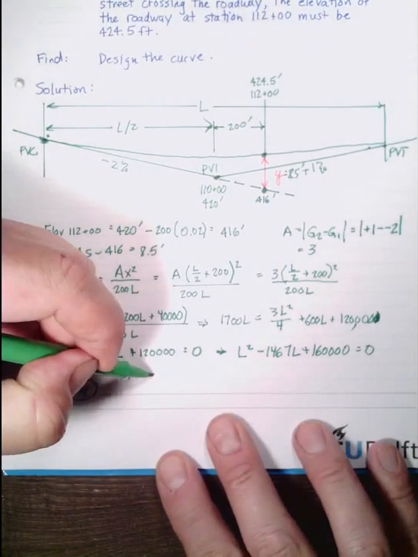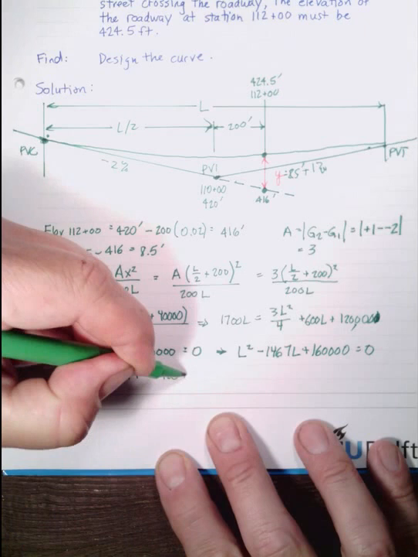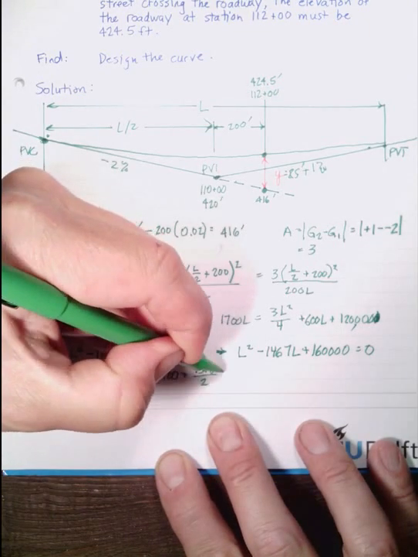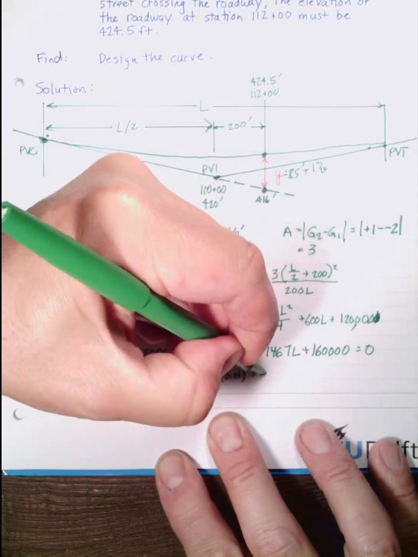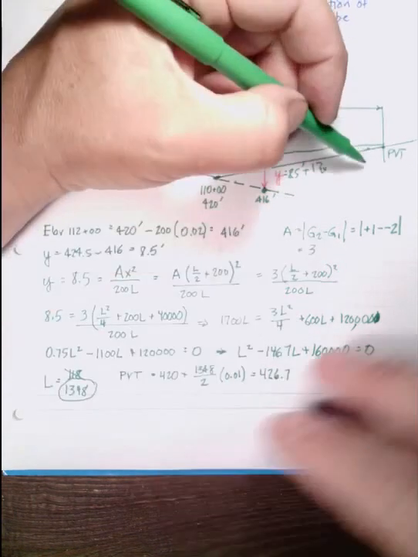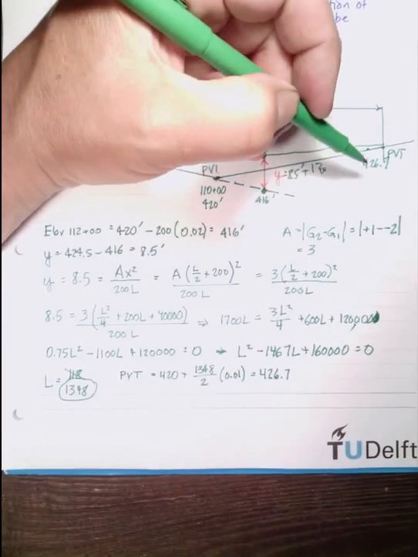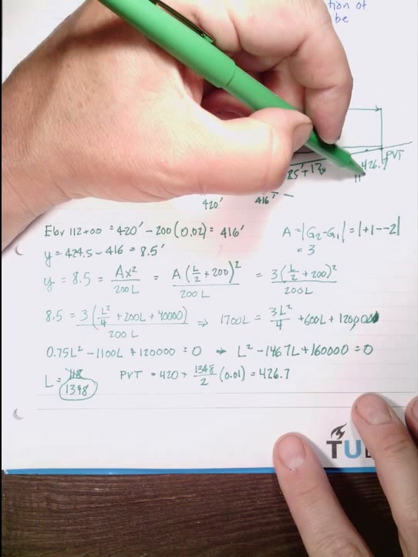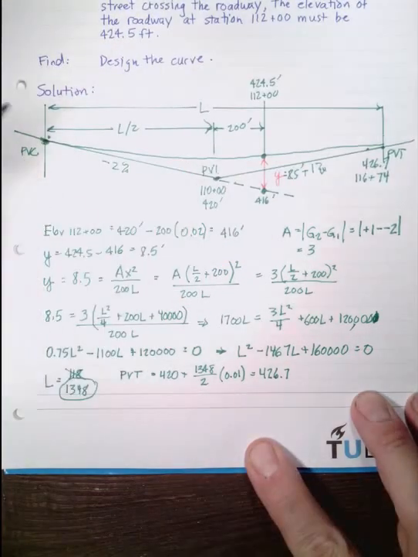So we can say that the PVT is equal to 420 plus 1348 over 2 times 0.01, and that should be 426.7. So the elevation here is 426.7, and the station is 110 plus 1348 over 2, which is 116 plus 74. And then we just do the same thing, but going backwards.